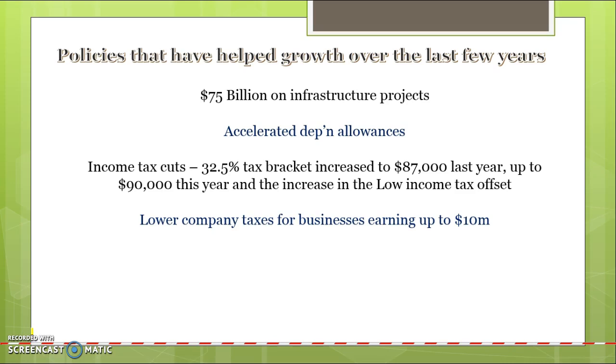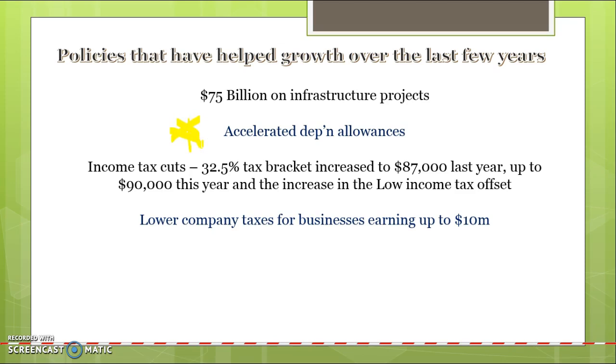Okay, so a couple of other things. If you get questions where you ask for policies increasing growth or increasing demand over the last few years, make sure you talk about stuff that's already been initiated. So a couple of things, the $75 billion on infrastructure projects, the ongoing commitment there is in helping to create jobs. The depreciation allowances, that's a really good policy because you can link it to inflation, you can link it to any budget that's occurred, you can link it to employment. There's heaps you can talk about there.